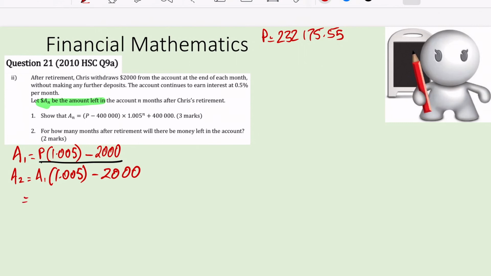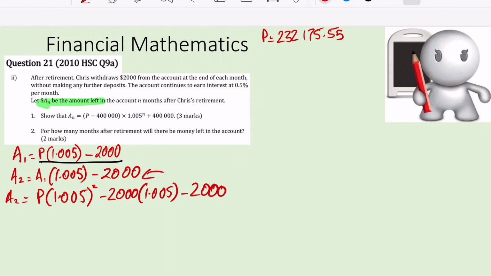So let's substitute A1 into here. So it's going to be P, 1.005 multiplied by 1.005, which will give us 1.005 squared, so that's for A2, minus 2,000 multiplied by 1.005, and then minus this new 2,000. So all of that is A1 multiplied by 1.005. And this is linked up to that. One more time, guys.